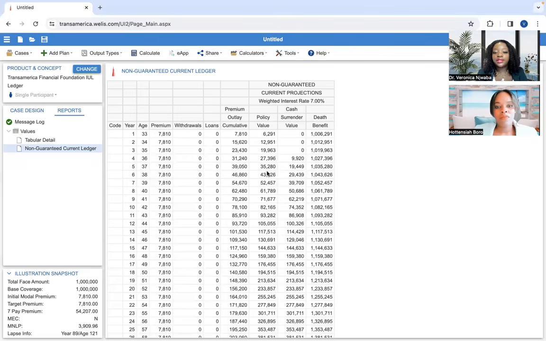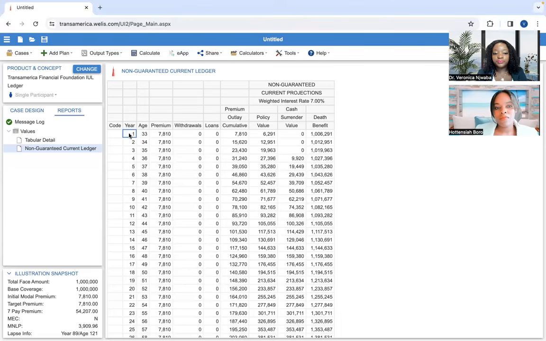Policy value is like a mini savings account that's sitting in there. This is where the compound interest will be happening. This is where they're going to be getting interest. Okay, this is their actual dollar amount. Cash surrender value is how much money they can take out. As you can see, in the first 3 years, this person cannot take anything because they let the money grow first before they have access to some money. Death benefit is how much money can be paid out in the event this person passes away. So that's what these different columns represent.